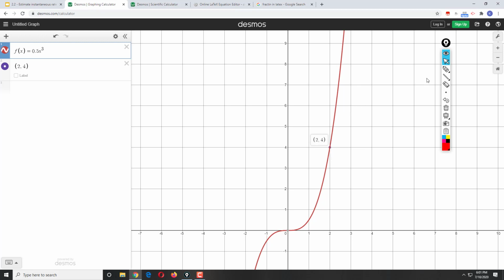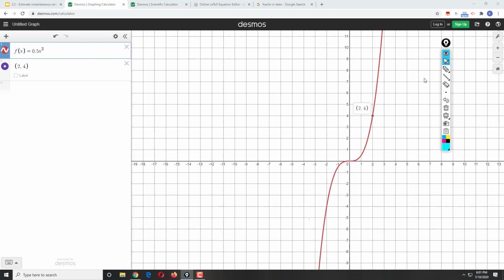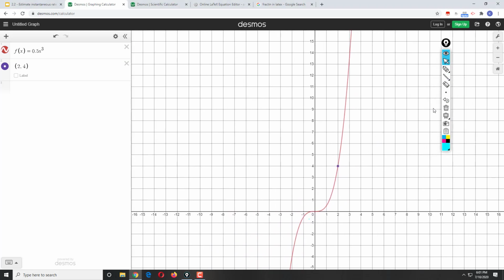Well, to do that, we can estimate. For example, we can estimate using the interval 1 to 3. I'm going to have to zoom out a little bit to see that. So let's zoom out. Okay. To estimate the slope from 1 to 3, we have to go from here all the way to here. That will give us the slope of that line. Well, let's figure that out. It's not easy to estimate from the graph.